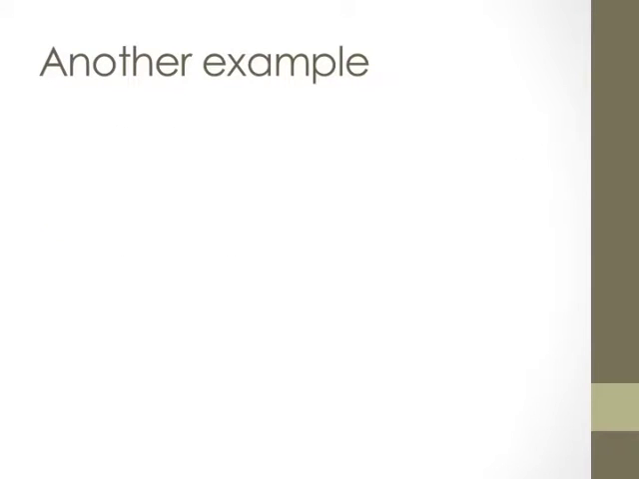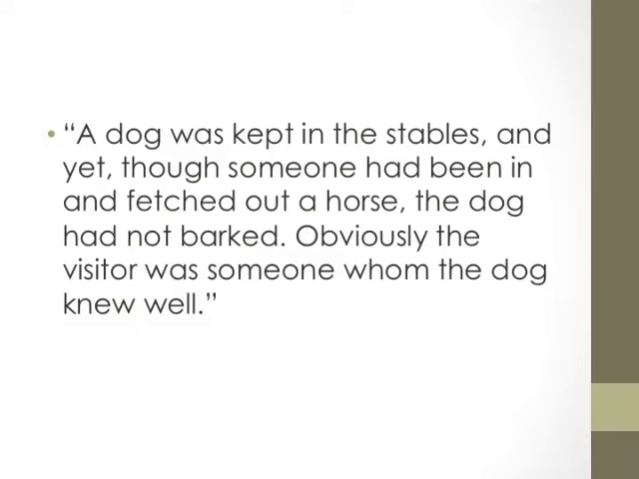Okay, let's see another example. This passage was taken from the story Silver Blaze, from the memoirs of Sherlock Holmes. And here Holmes is dazzling Watson with his reasoning chops. It says, "A dog was kept in the stables, and yet, though someone had been in and fetched out a horse, the dog had not barked. Obviously, the visitor was someone whom the dog knew well."